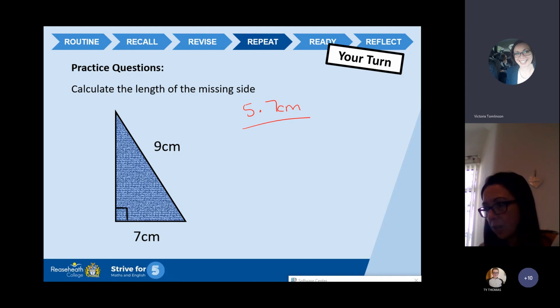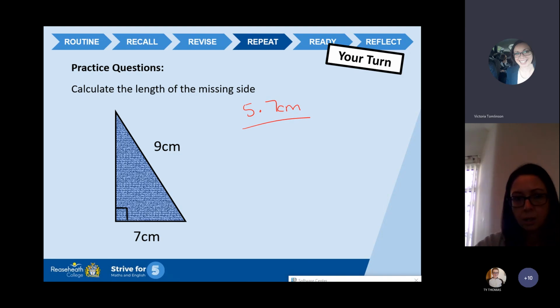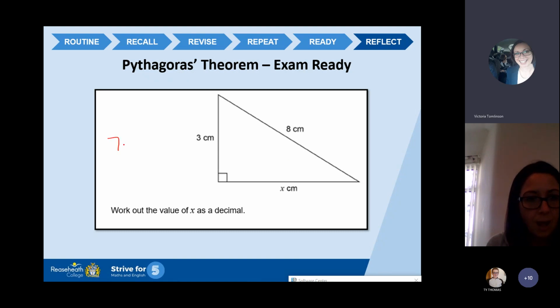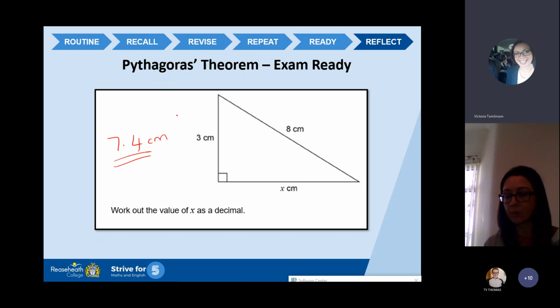And then the exam question was find the value of x as a decimal. And I've got here, everyone's done that as well, 7.4. Yay, so well done. Everybody's got those second set right, so that's really good.